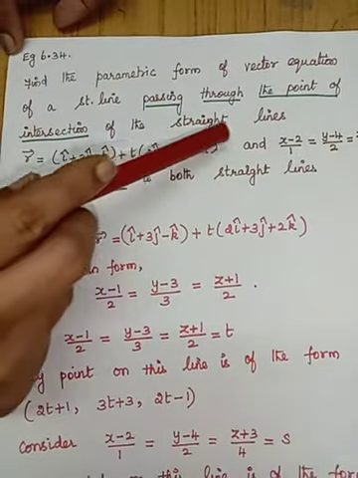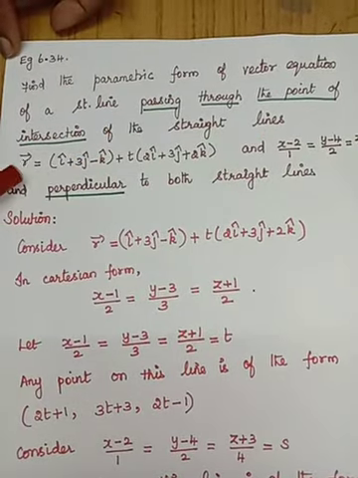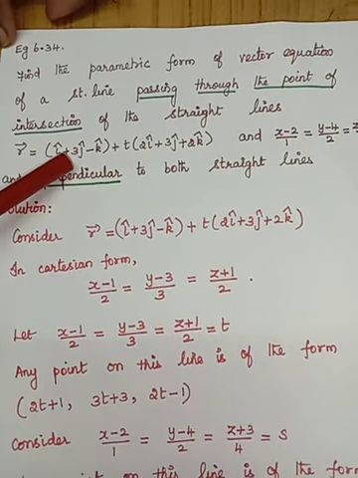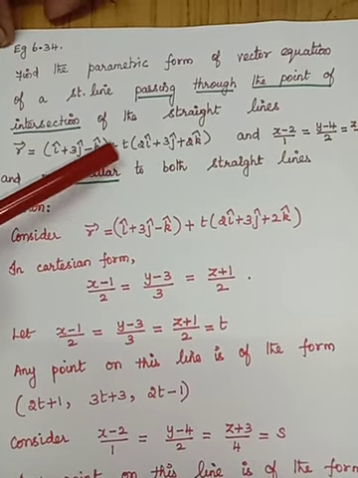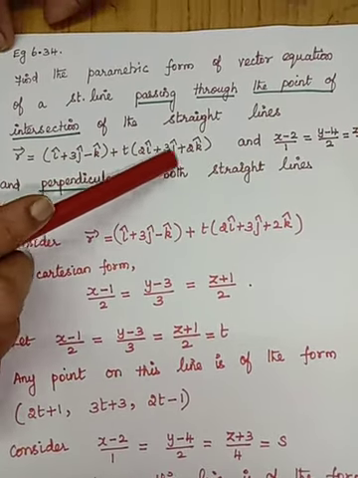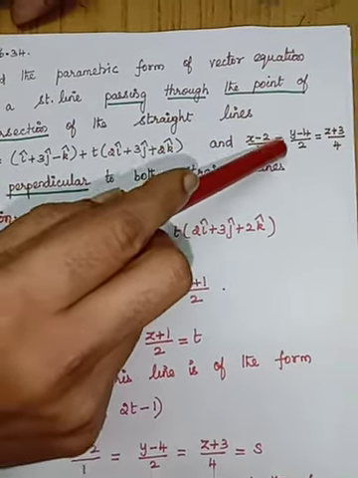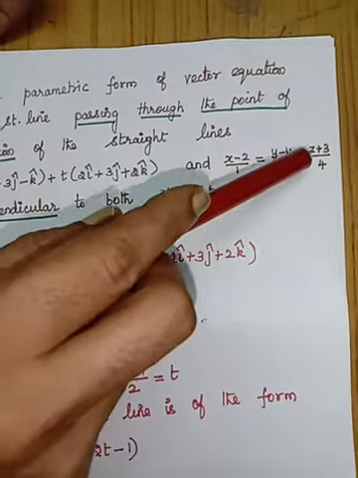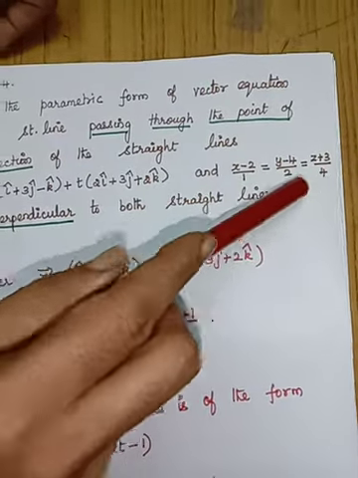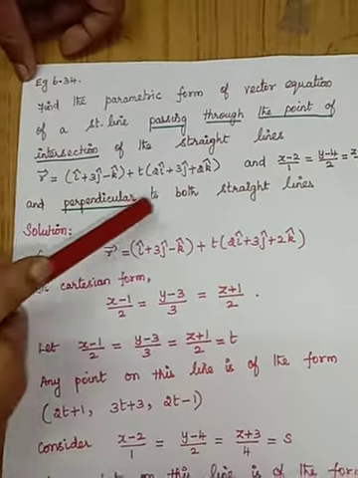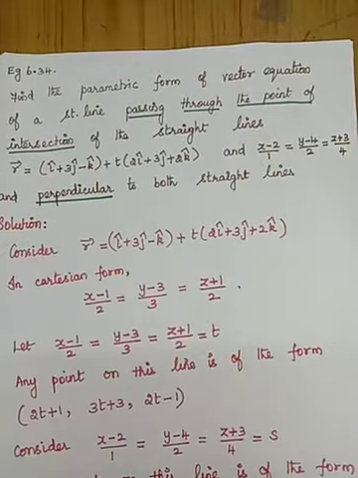Example 6.34: find the parametric form of the vector equation of a straight line passing through the point of intersection of the straight lines r vector = i cap + 3j cap - k cap + t(2i cap + 3j cap + 2k cap), and (x - 2)/1 = (y - 4)/2 = (z + 3)/4, and perpendicular to both straight lines.